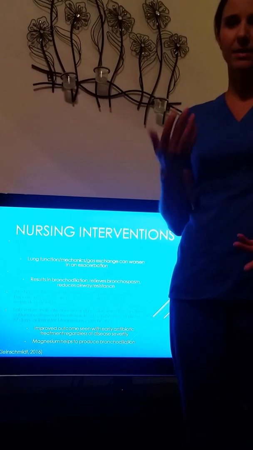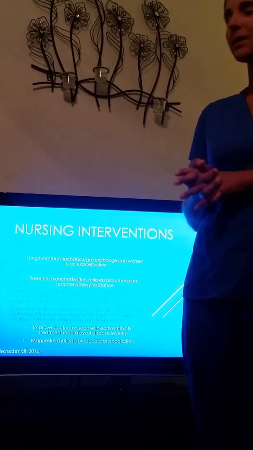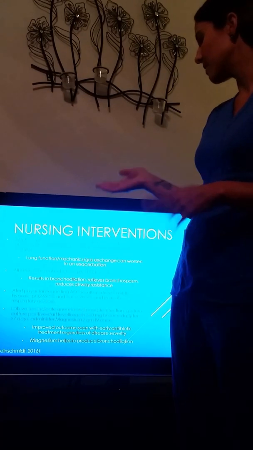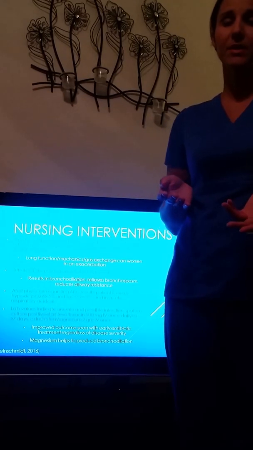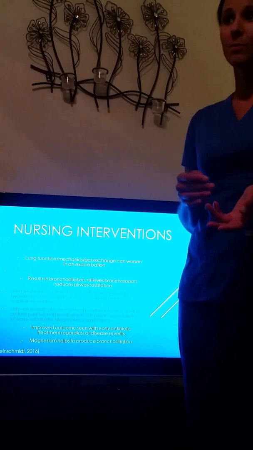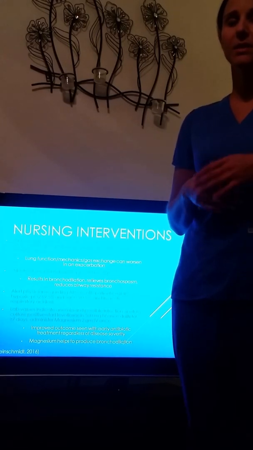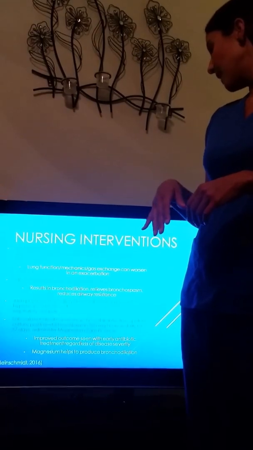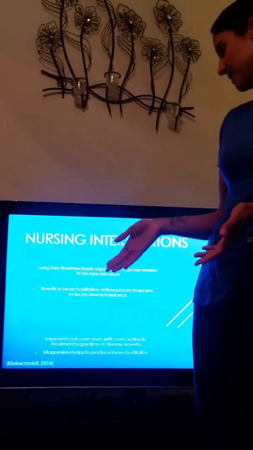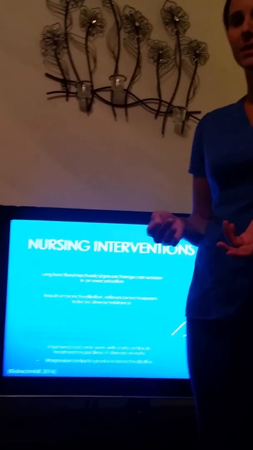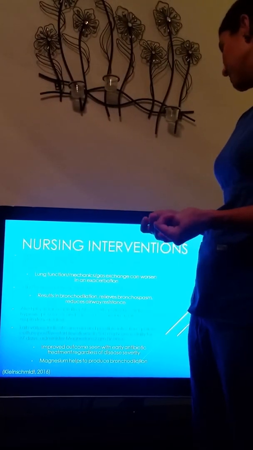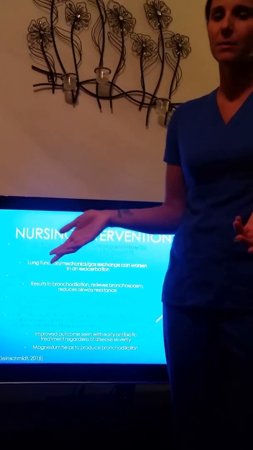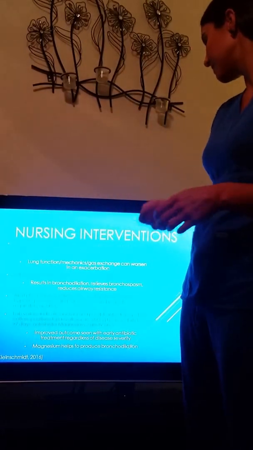Next. So we're going to alert the doctor of all these findings. He's in respiratory acidosis based on his ABG. We're also going to apply some oxygen if he drops below 90%. At this point he is, based on his ABG, so we're going to apply 2 liters nasal cannula. Lab values. So magnesium, based on Kleinschmidt in 2016, he states that magnesium helps to produce bronchodilation. So the doctor orders 2 grams of mag to be given via IV. We're going to administer that.